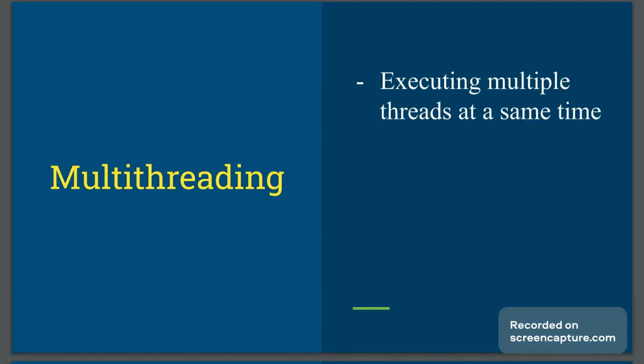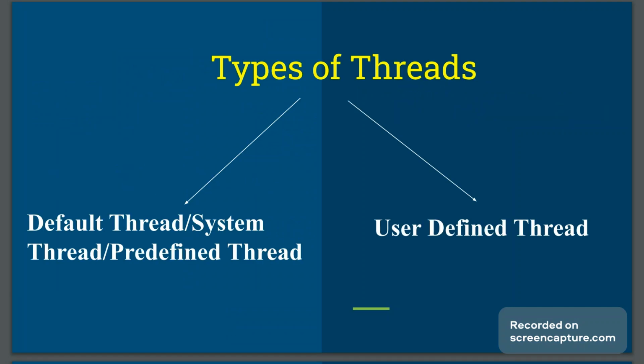Thread means the smallest executable block of the code. Multiple threads means multiple executable blocks in the same code. And multi-threading means running all these multiple threads at the same time. There are two types of thread: default thread and user defined thread.